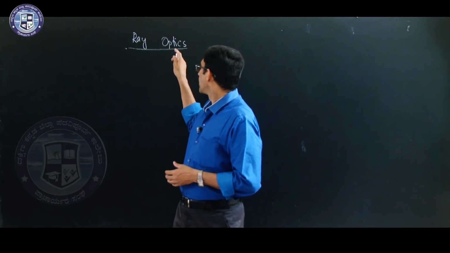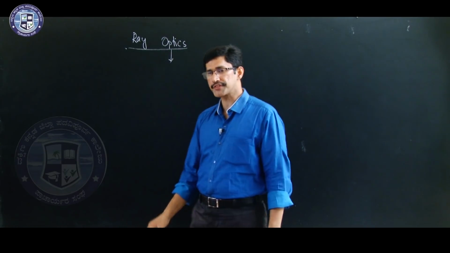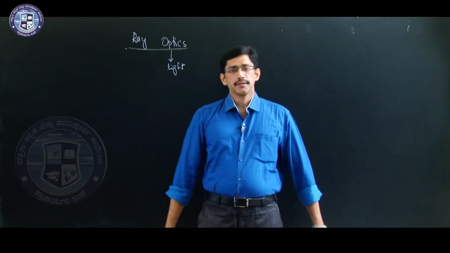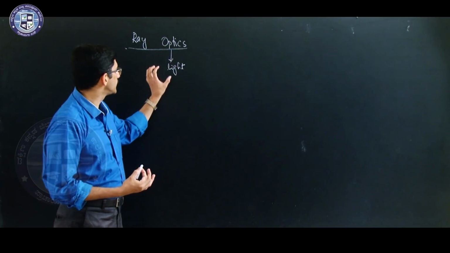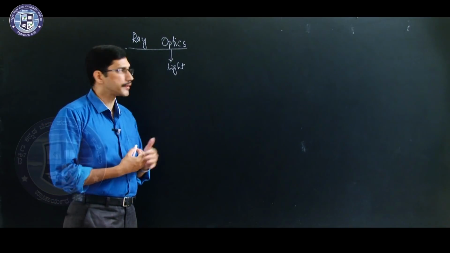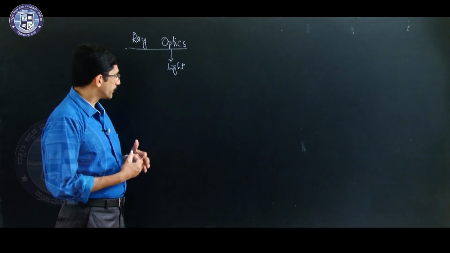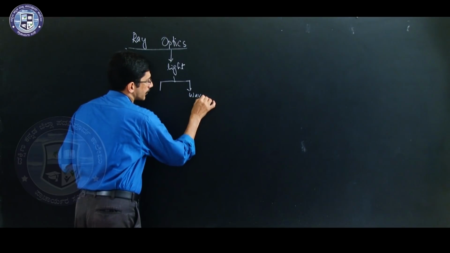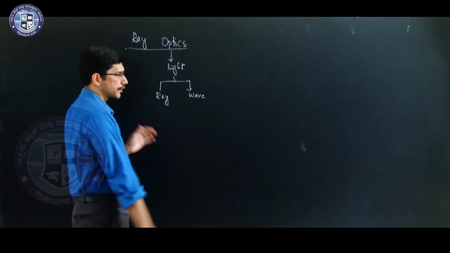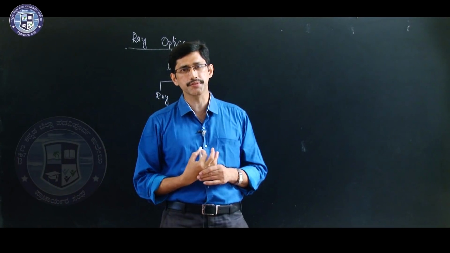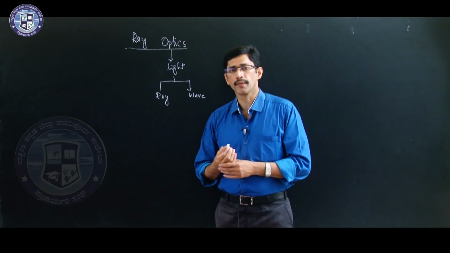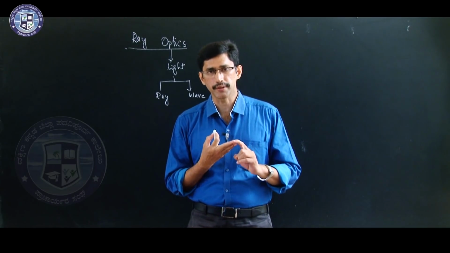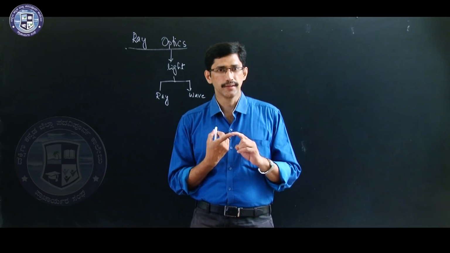And you know that optics is a branch of physics which deals with light. The branch which deals with light is called optics, and you divide optics into ray optics and wave optics. One is ray optics, also called geometrical optics, and the other is wave optics. You observe the phenomena of reflection, refraction, interference, and diffraction.